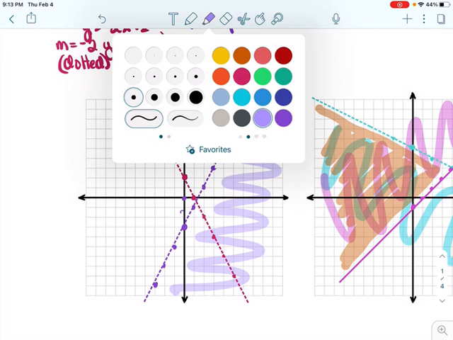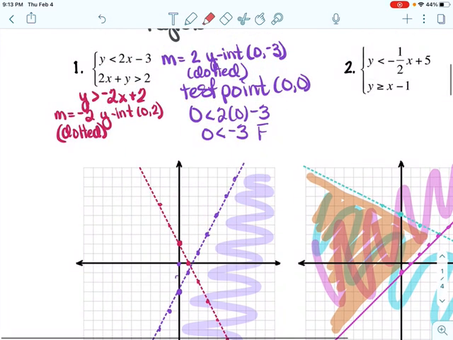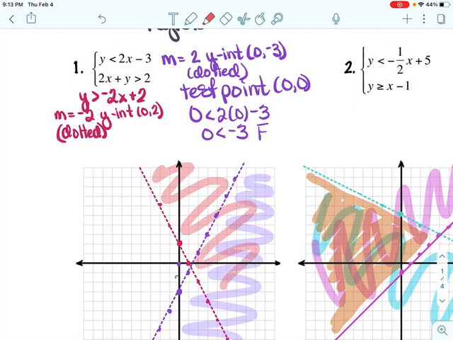All right, and again, we're going to do our test point now. Most of us, I would suggest writing it out if you struggle, or you can do it in your head and go, 0 is greater than 2, which is false, which means don't color there. So I'm going to color this side.